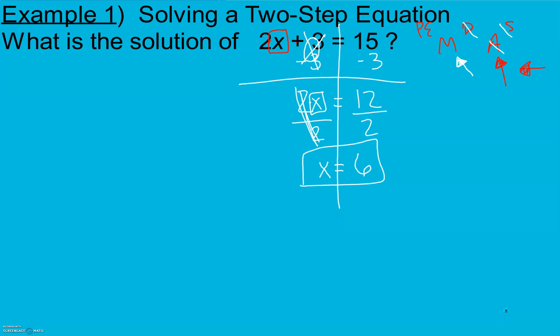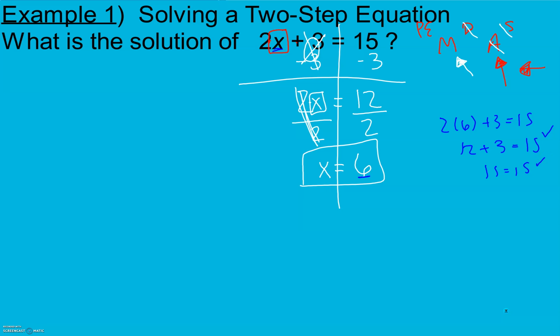We check this by plugging it back in. So 2 times 6 plus 3 equals 15. Again, x is 6, so we plug it in for x. 12 plus 3 equals 15. And it checks, so we know that we're right.